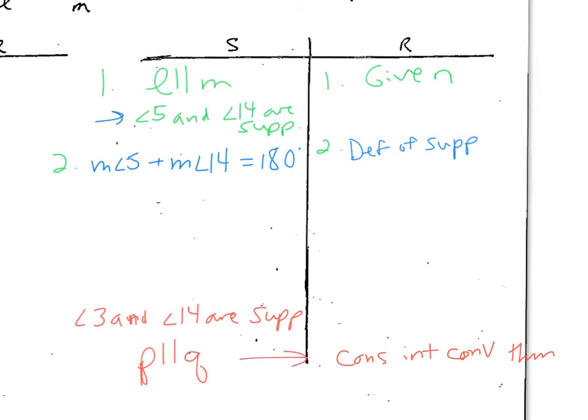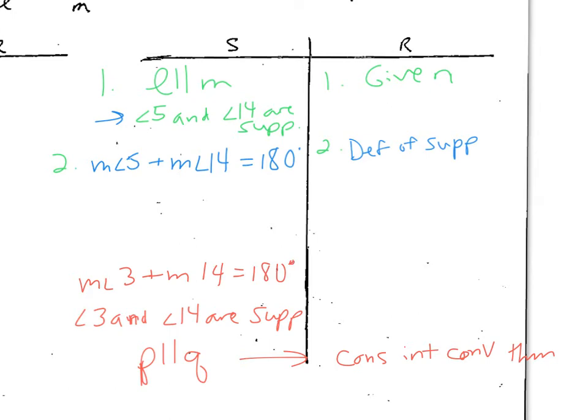Okay, so this is just totally me trying to set up a proof that would work out nicely, but I don't know if I can get there. Let's see if I can. Let's go back one more step. So if I know angle 3 and angle 14 are supplementary, or in order to know that, I would need to know that their measures add up to, you got it, 180 degrees.